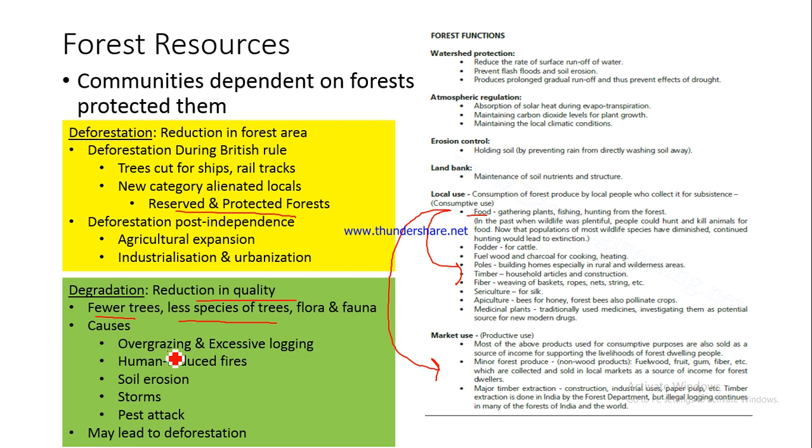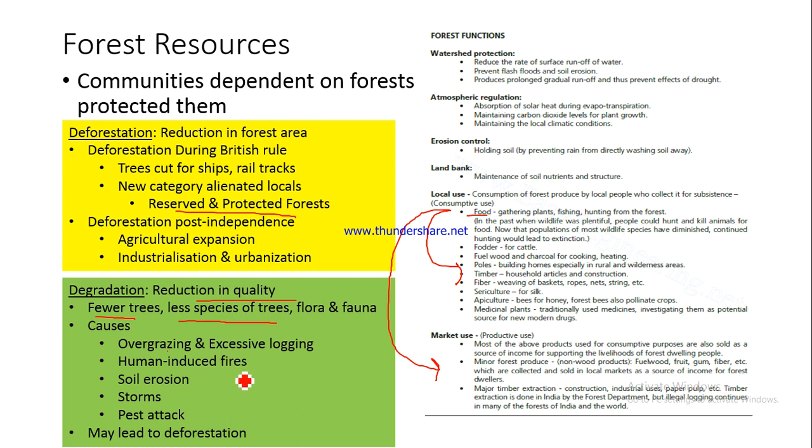Naturally, this would ultimately lead to a decrease in the quality of the soil, and the soil would be able to support fewer plants then, and naturally this would lead to fewer trees and fewer species of flora and trees being available in that particular forest.